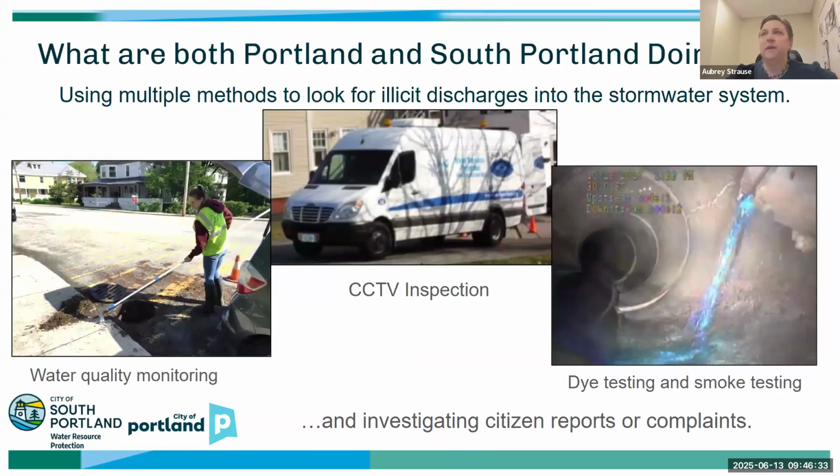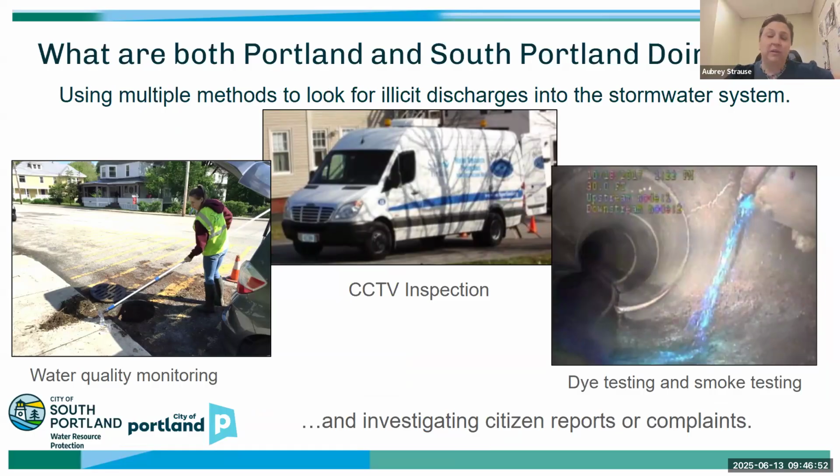Exactly right. Something else that both of our cities are doing, we talked about illicit discharges. These can be obvious things like someone dumping their wash water into a catch basin or throwing their pet waste into a catch basin. Sometimes they're not easy to find, and it's a lot of money and time.